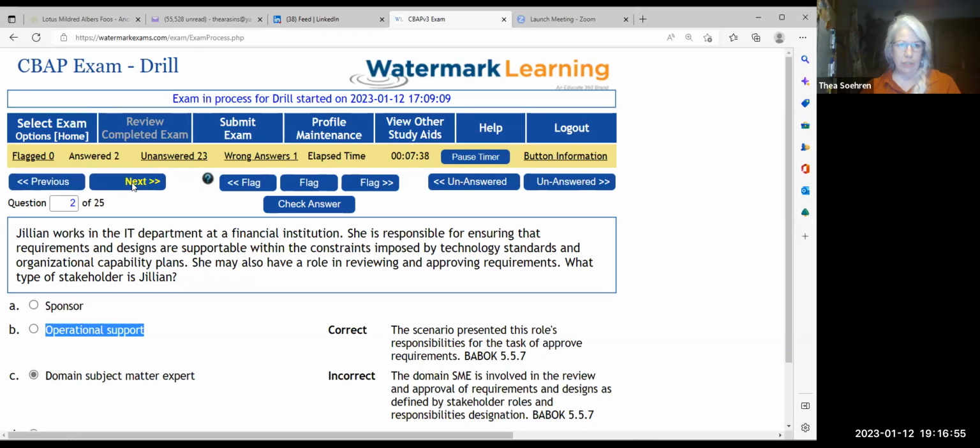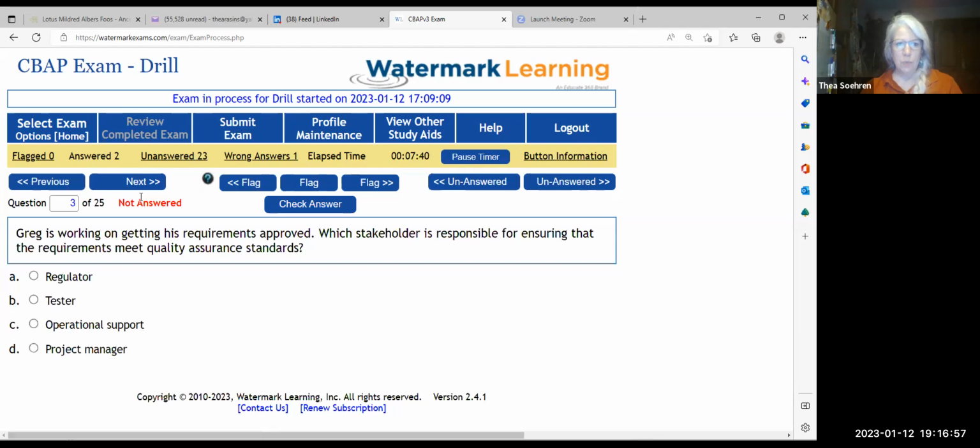This one is a little crunchy. Greg is working on getting these requirements approved. Which stakeholder is responsible for ensuring that the requirements meet quality assurance standards? Here's our key. Is it the regulator, the tester, operational support, or project manager?